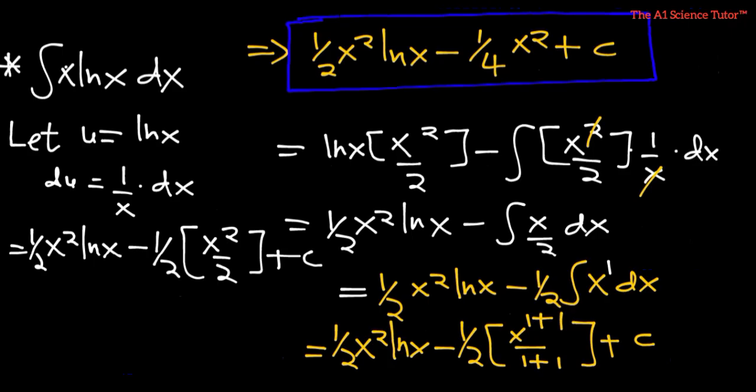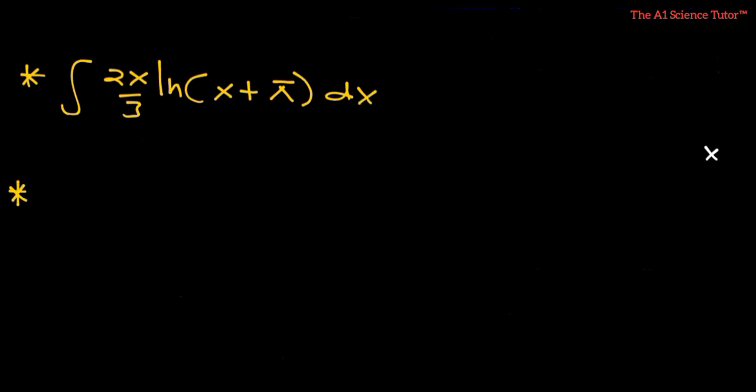So that brings us to the end of this part. Before we go, I just have some test questions for you. Try doing these ones by yourself. Find the integral of 2x over 3 ln x plus pi dx. And try this also: the integral of negative 4 theta cosine pi theta d theta. Try solving these ones by yourself.